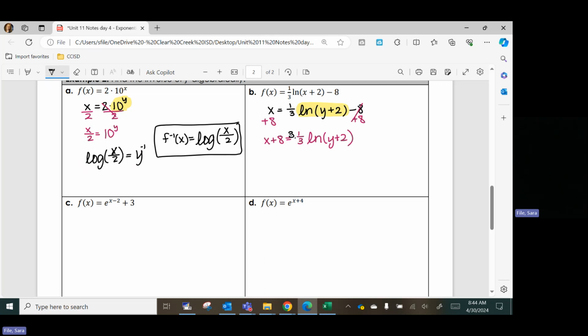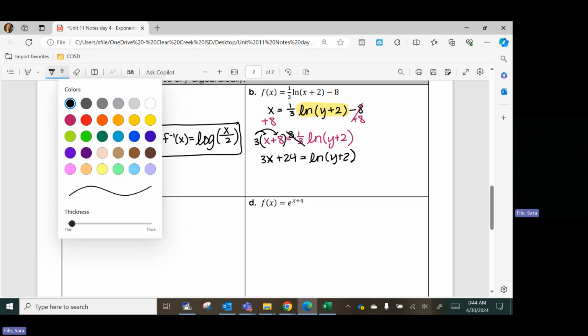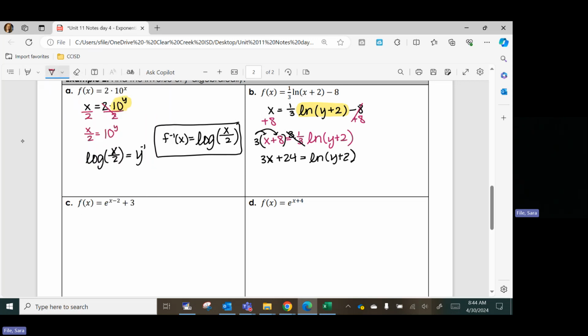So if I multiply by 3, that's going to allow those 3's to reduce. So that's the whole point of this. And what you do to one side, you do to the other. So I have to multiply this side, the entire side. So I put it in parentheses by 3. So that's going to have to distribute. So that is 3x plus 24 equals the natural log of y plus 2. I've isolated my log expression, so now I'm ready to rewrite this as an exponential.